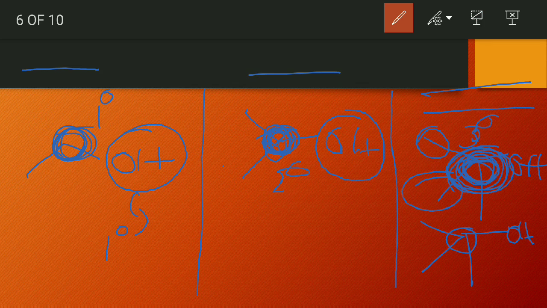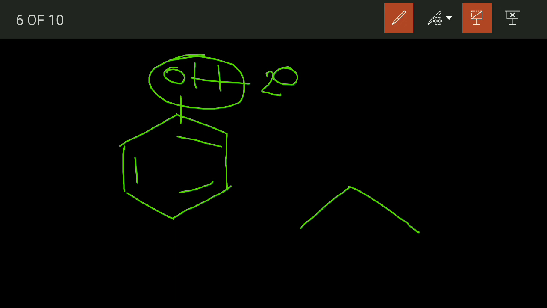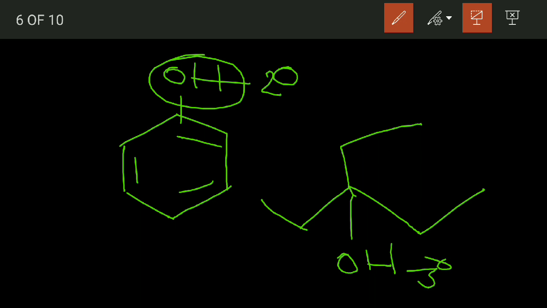So let's take a last example in this session, that is phenol. You must be familiar with phenol. This is phenol. What is the degree of this alcohol? It's 2. And one last example is this. What is the degree of this alcohol? Simple, 3.